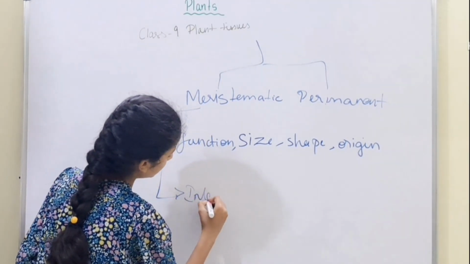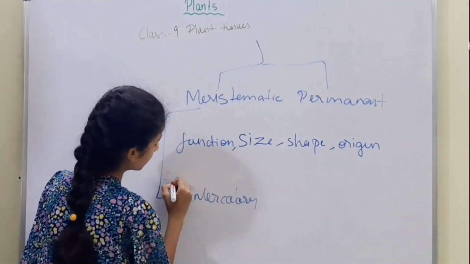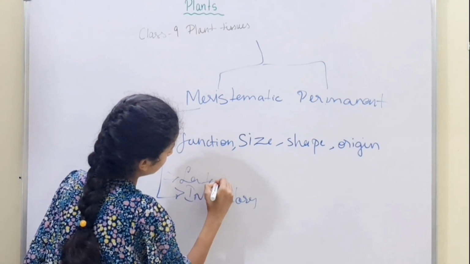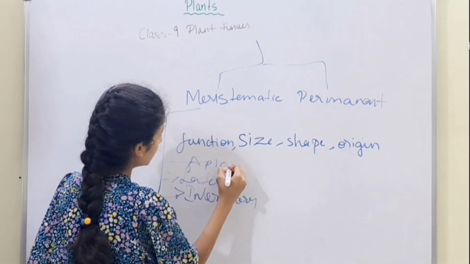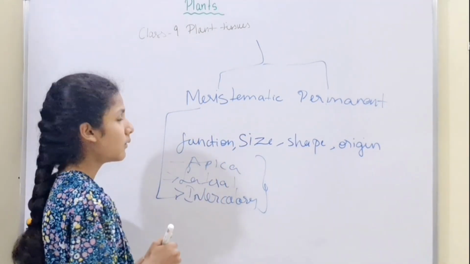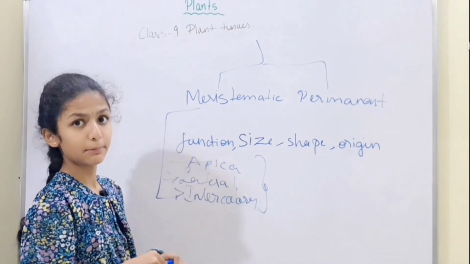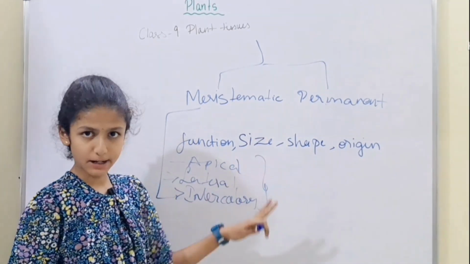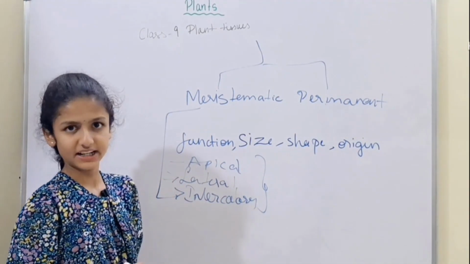Intercalary, lateral, apical. These are the 3 types in meristematic tissue. How is meristematic tissue basically differentiated? Based on their position. Based on their position in a plant, the meristematic tissues are divided.